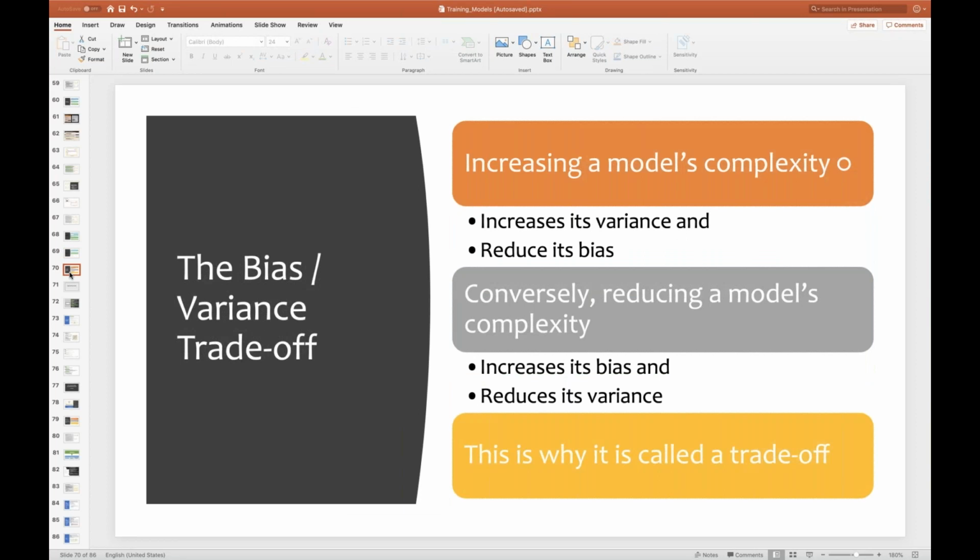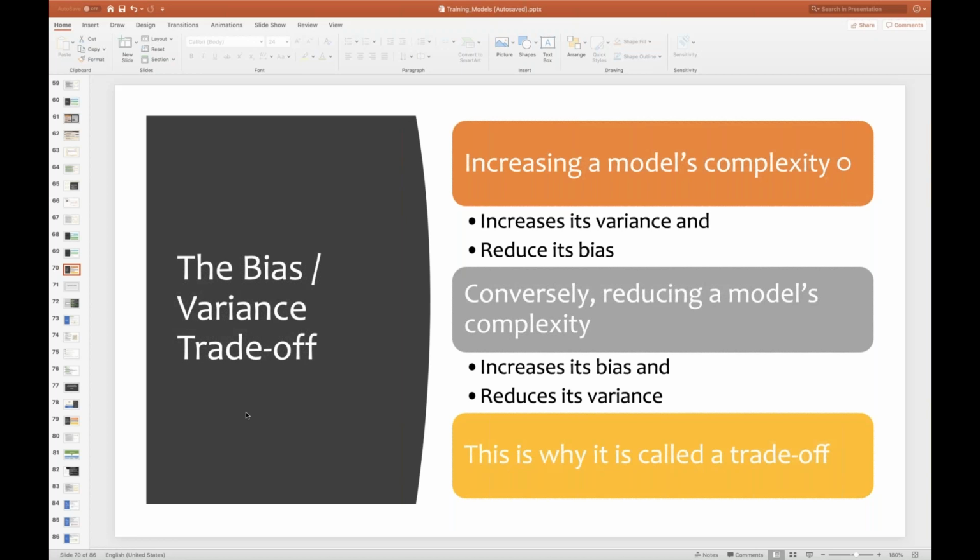Now, how do you increase the model's complexity? Again, guys, your variance is all about your model's complexity. Your bias is about your model generalizing the data very well. Generalizing is not learning everything and giving the generalized errors. Now, increasing a model's complexity can be done by increasing its variance and reducing its bias. Makes sense to me and makes sense to you. Conversely, if you want to reduce the model's complexity, increase its bias and reduce its variance.